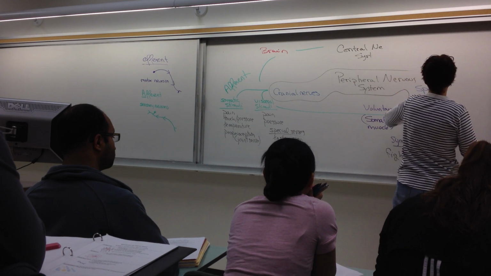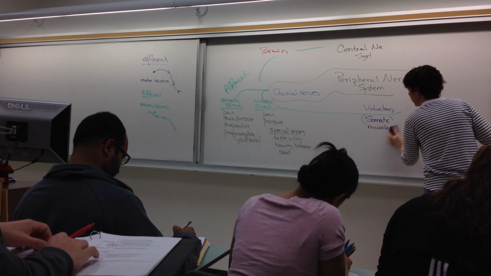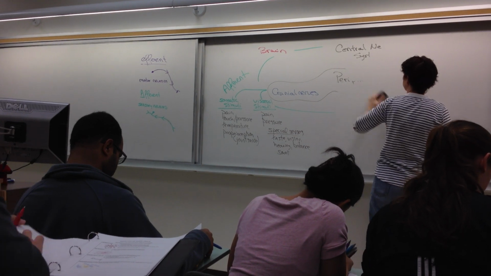So we have 5 types of supportive tissue. And these cells are called neuroglial cells.